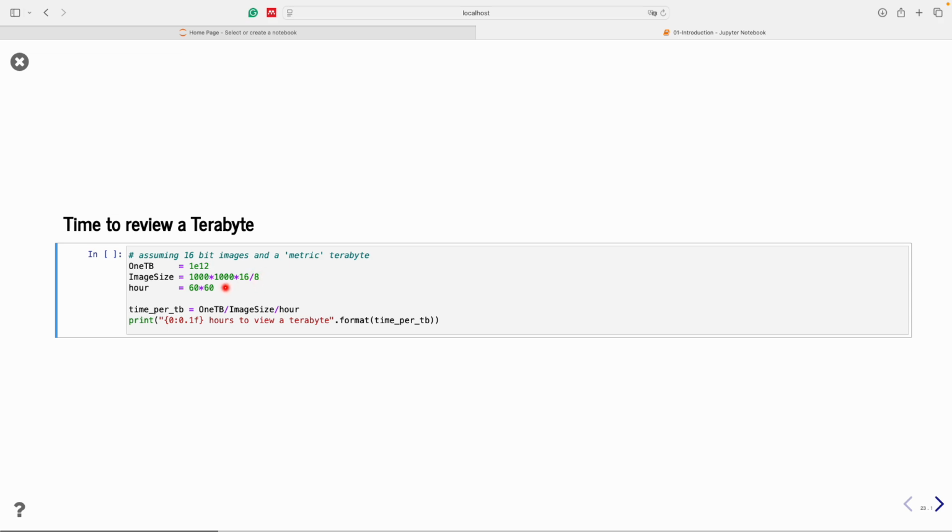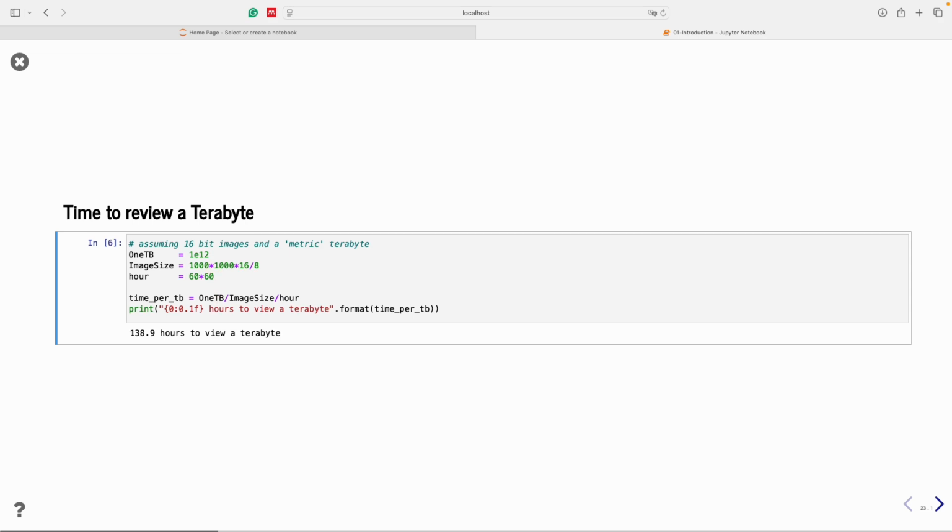And then an hour is the number of seconds. So if you do the calculation here, you can see that to watch an image per second, it would take you about 140 hours to view all the images of a terabyte. That tells immediately that it's not really possible to do the manual inspection.